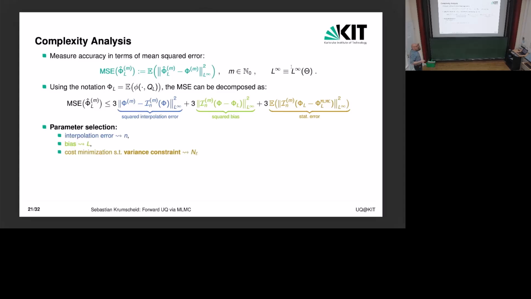Okay, so same procedure as before. We're going from left to right. If we want to ensure that this whole thing is bounded by a certain tolerance, then controlling the first term will fix the number of interpolation points n. Controlling the second term will then help us identify which is the finest level. And then lastly, the statistical error will help us to find how many samples we should select on each level.